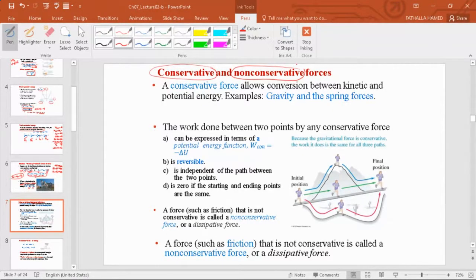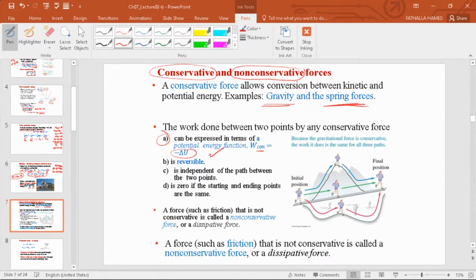Now, we want to look at the difference between these two. For the case of conservative forces, we talked about gravity, and we talked about the spring, which is an elastic type of force. Now, when it comes to work done by conservative forces, there are a few points that we want to consider. The first one is that the work done, and you see here we have CON, which means conservative, should equal minus delta U.